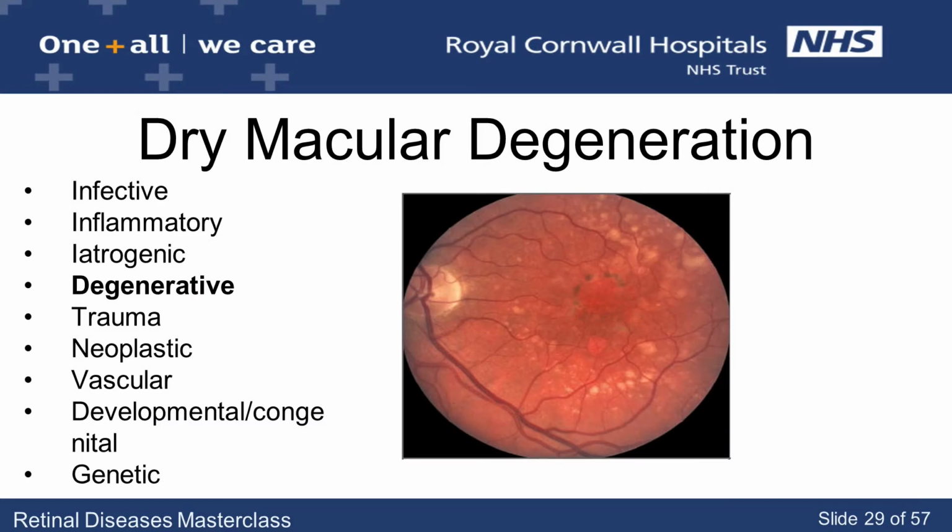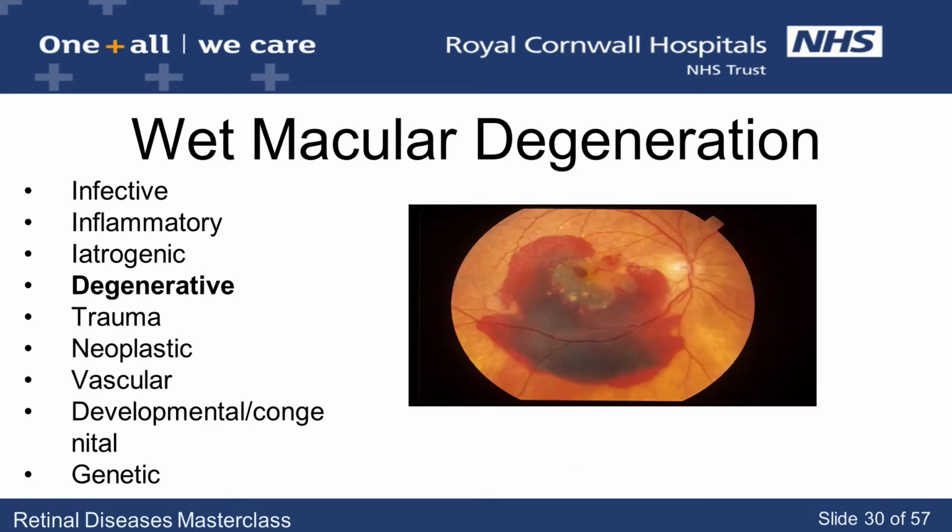Dry macular degeneration is the commonest cause of impaired vision in the over 60s and is an untreatable or largely untreatable condition that affects many people at the wrong end of life when they're least able to cope.